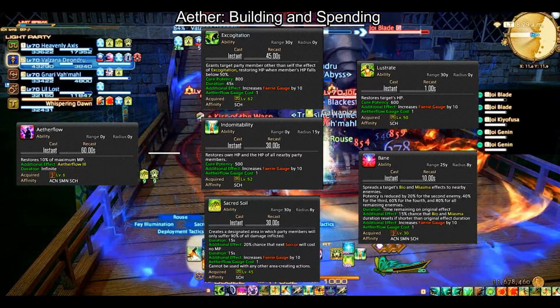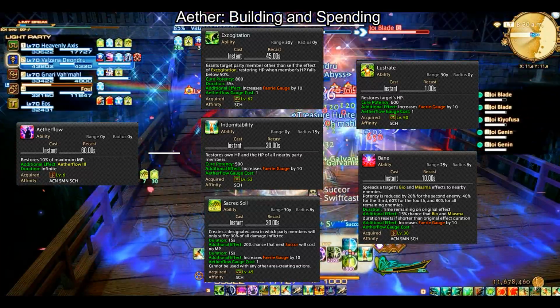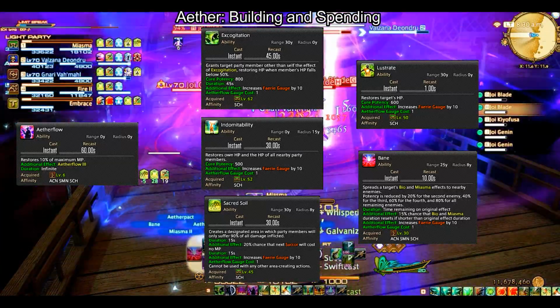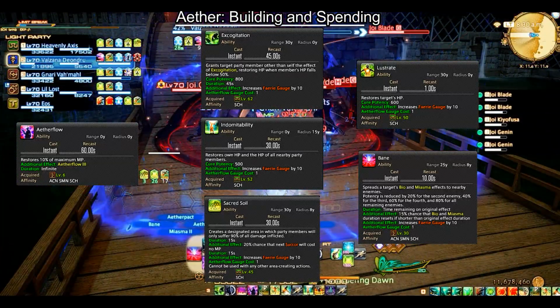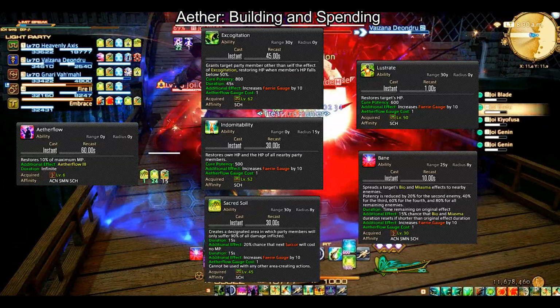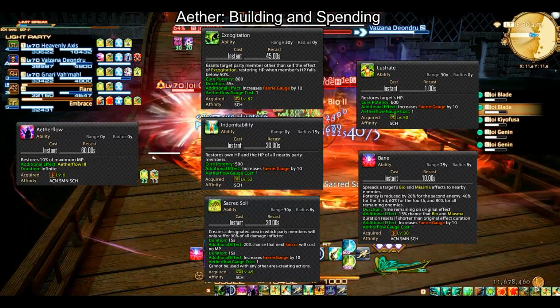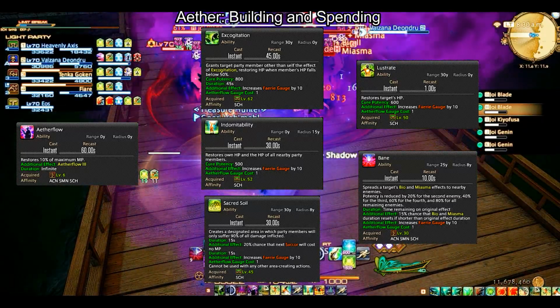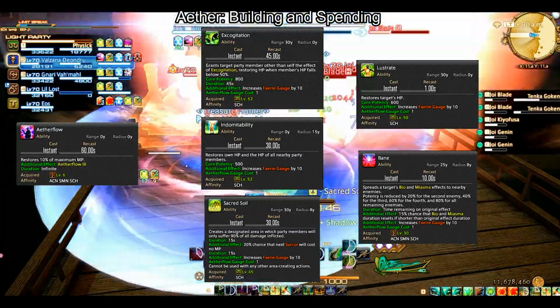And finally Bane, a DPS ability you receive at level 50 that spreads your damage over time abilities to all nearby enemies within a 30 yalm radius. It is very important to balance how you utilize these various abilities to ensure that they are both maximizing your DPS and also keeping your party in the fight.